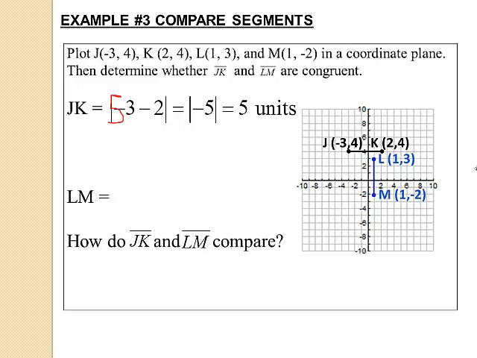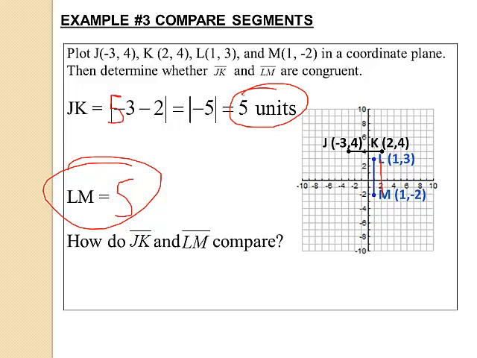Now, again, keep it easy. We'll go through a distance formula in a later module, but for now, you can just count and say, okay, well, LM's length is 1, 2, 3, 4, 5. So I can say that LM's length is 5. So I see that LM's length is 5, and JK's length is 5.